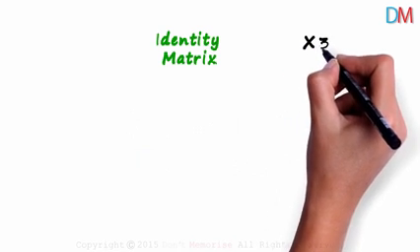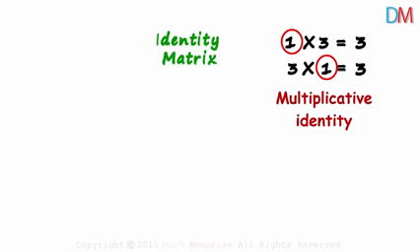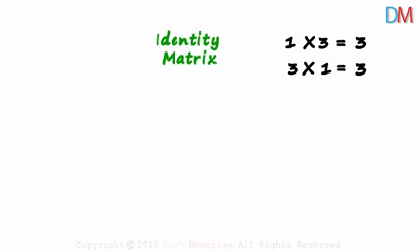What multiplied by 3 will give us 3? Yes, what multiplied by this number gives us the same number. It's 1. And 3 multiplied by what will give us 3? 1 again. Multiplying any number with 1 gives us that same number. The number 1 is called the multiplicative identity. No matter what number it is multiplied with, it will give us the same number.